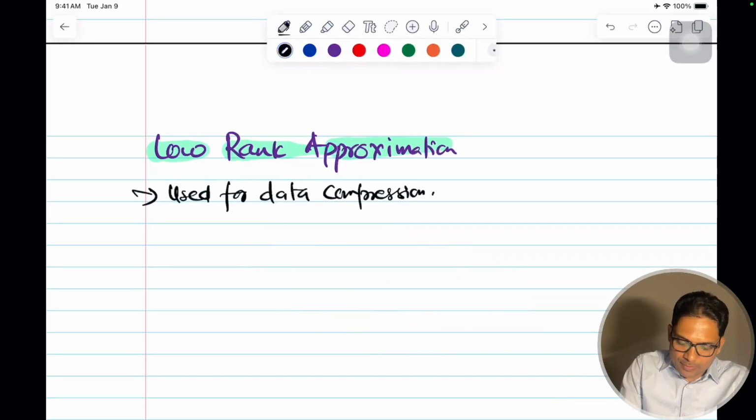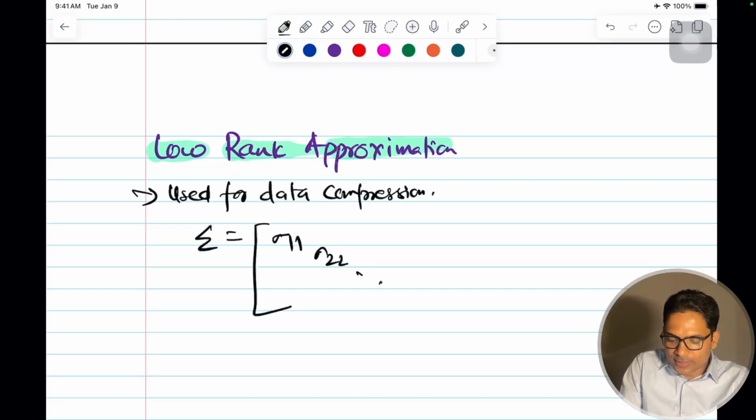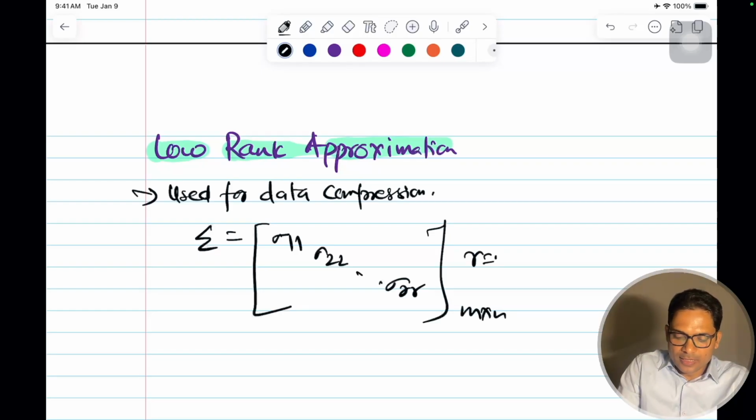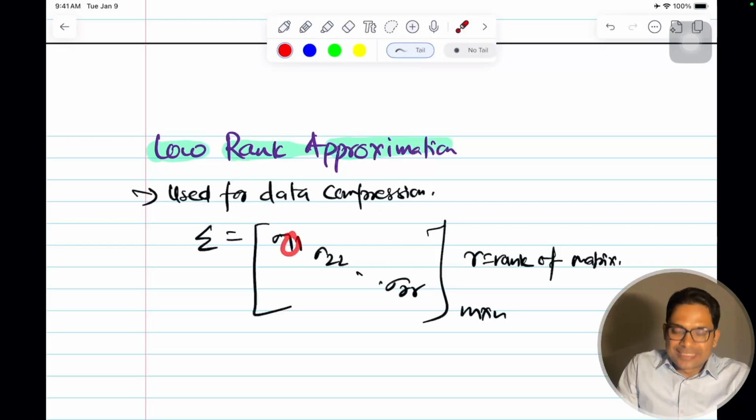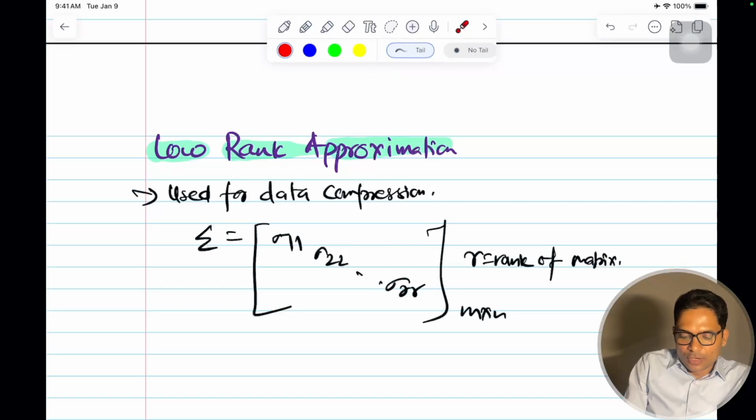So if you have this sigma matrix with sigma 1 1, sigma 2 2 till sigma r, right, and the matrix is m cross n, then r is the rank of the matrix. Here sigma 1 1, sigma 2 2, like this, these are the ranks of the matrix, right? So r is the highest rank, and it will capture the least information, while the lowest rank will capture the most information.